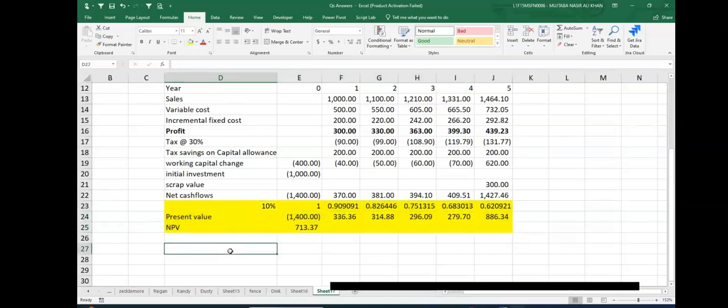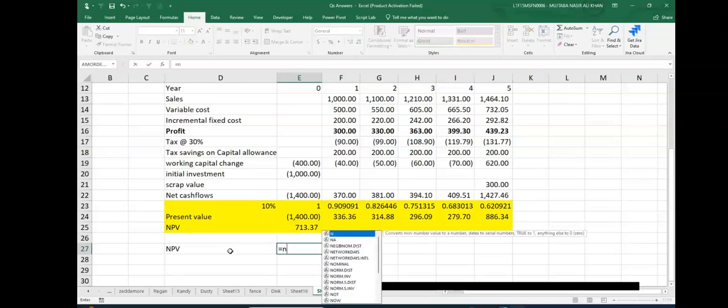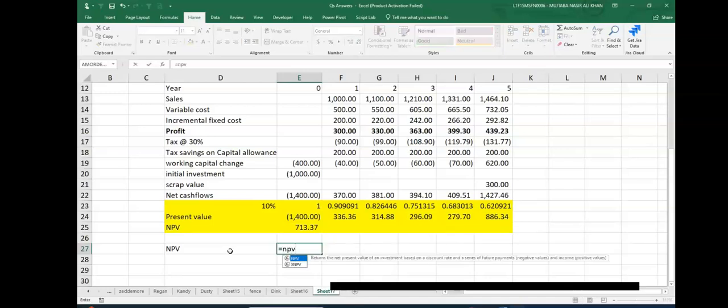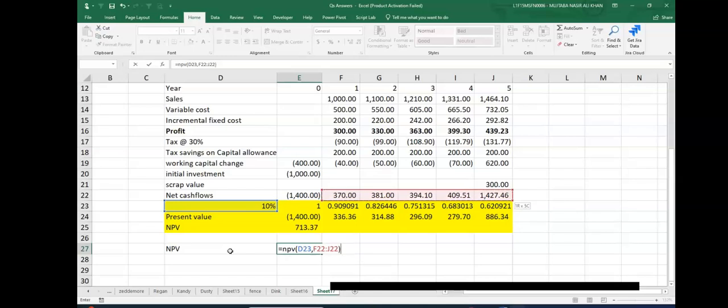Another way is you can simply solve in one cell. That is, equal to NPV, bracket start. Select the discount rate, either select it or write 10%. Comma. Select all net cash flows from year 1 onwards. In NPV, you will select all cash flows from year 1 onwards. And then add the initial investment.